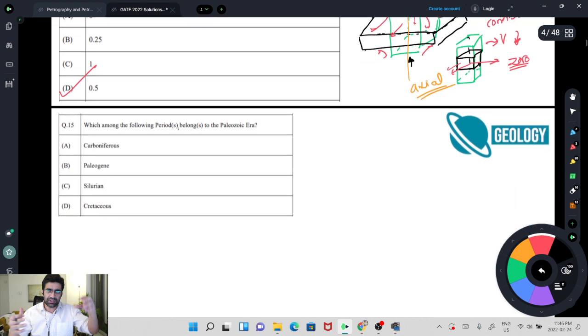Which of the following periods, multiple select answer type, belongs to Paleozoic era? So Paleozoic, I think you would already know. This is a very, very simple question. It should be Silurian and Carboniferous. The other belongs to Mesozoic, and Paleogene belongs to Cenozoic.